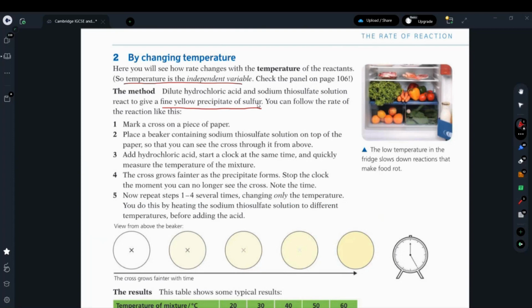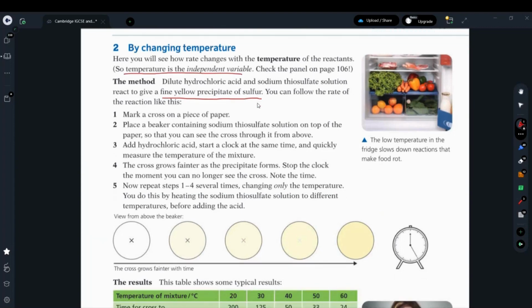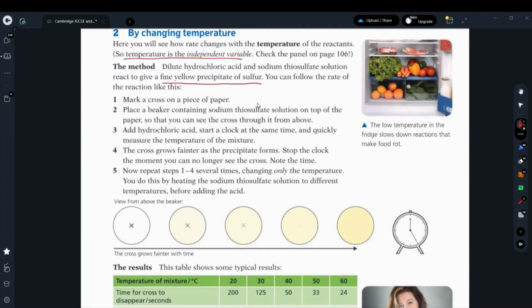By the way, why am I doing these reactions with you? Because, as I said earlier, you can get questions as case studies, and you will have to answer on the basis of those case studies. As simple as that. Okay, what happens in this case?